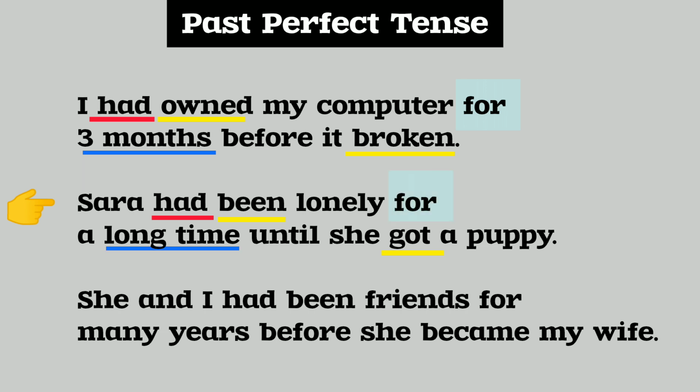That is until the later action to get a puppy. Finally, we have: She and I had been friends for many years before she became my wife. The first part of this sentence is the past perfect. It happened before she became a wife. And here the duration is for many years.